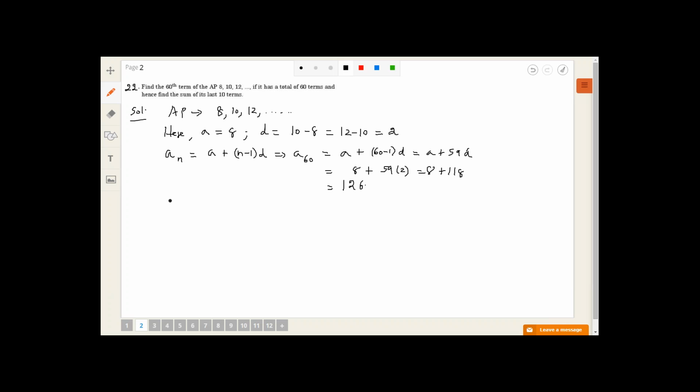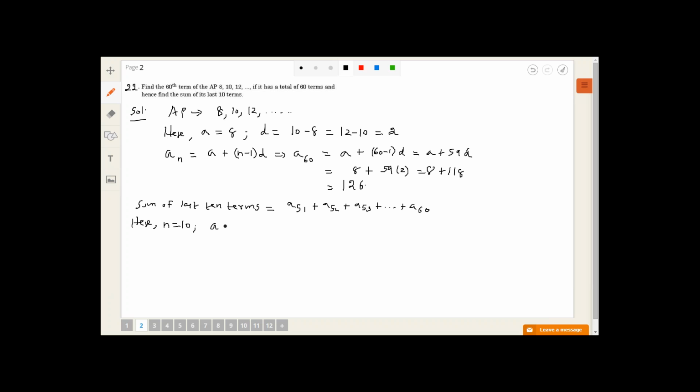So the sum of the last 10 terms can be written as A of 51 plus A of 52 plus A of 53 plus dot dot dot plus till A of 60. Now here the number of terms n will be equal to 10.